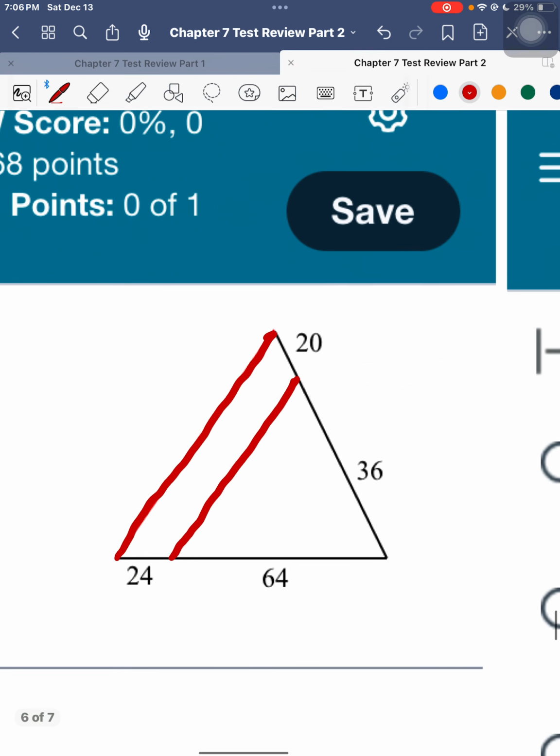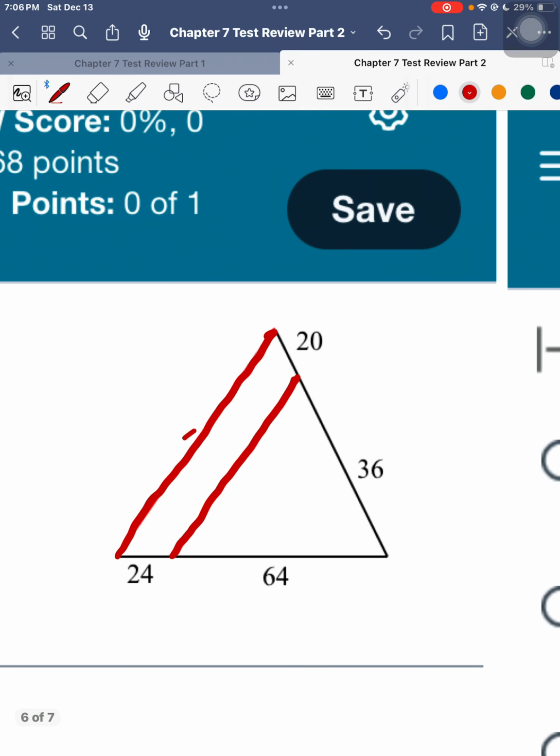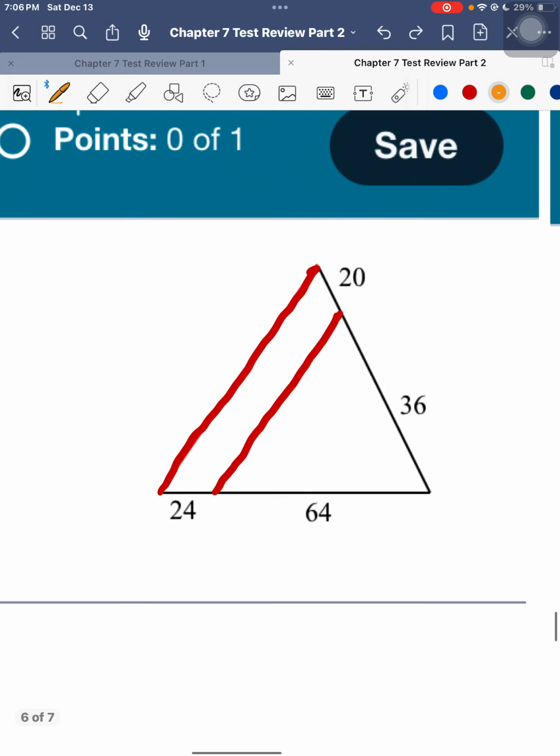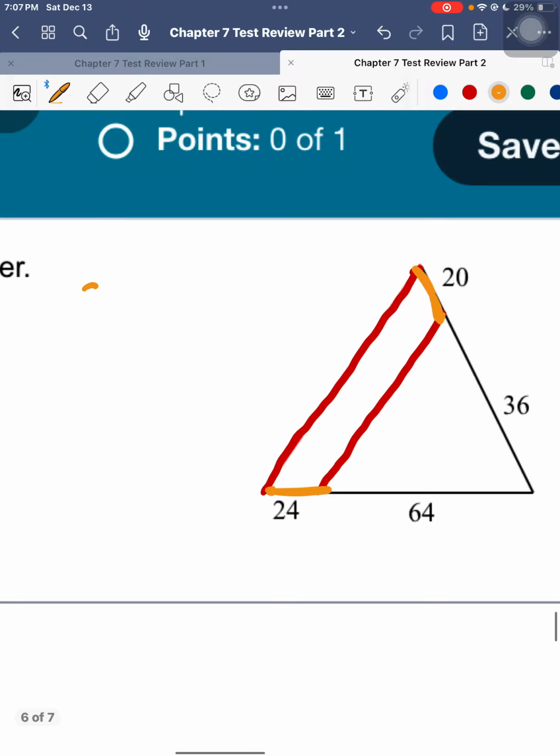So in order for these segments to be parallel, I need to know that these sides are what? Proportional. So let's set a proportion, and if these side lengths are proportional, then I can go ahead and say that they are parallel. So now, let's do 20 is corresponding to 24 is equal to 36 over 64.